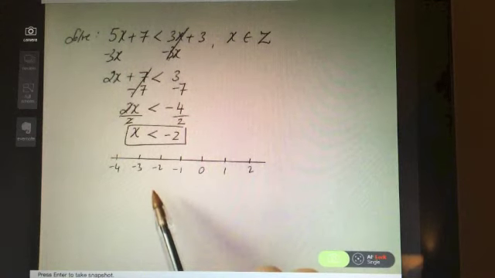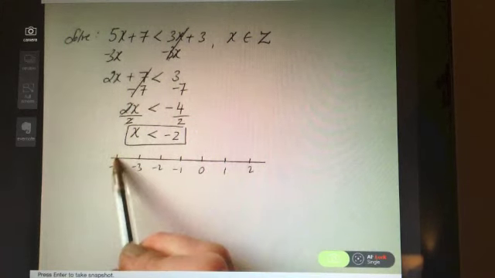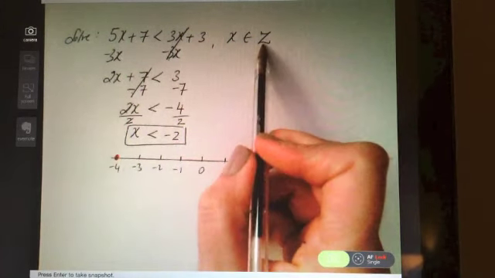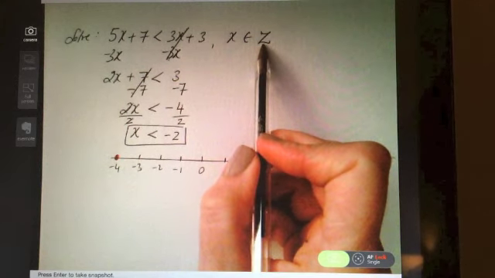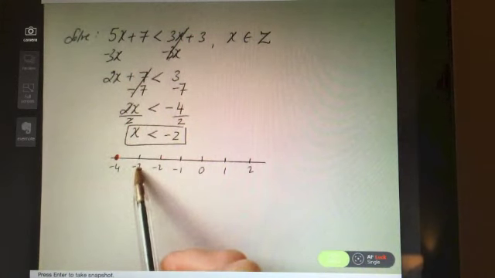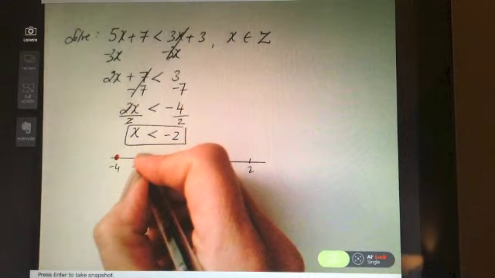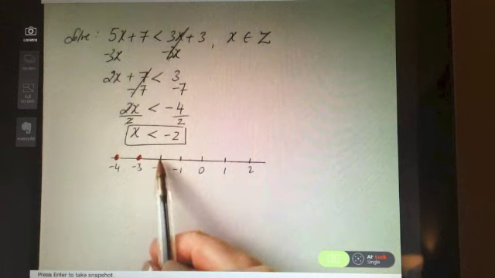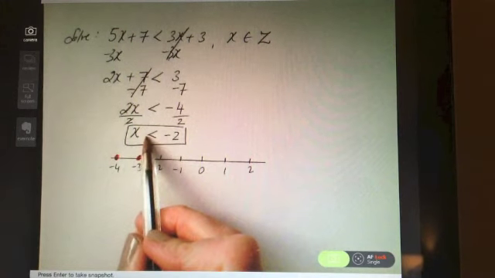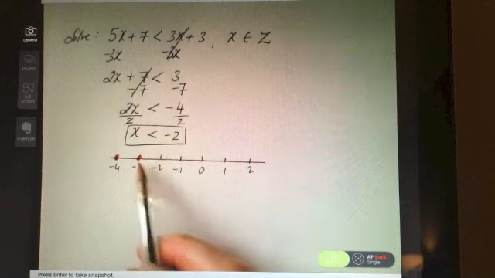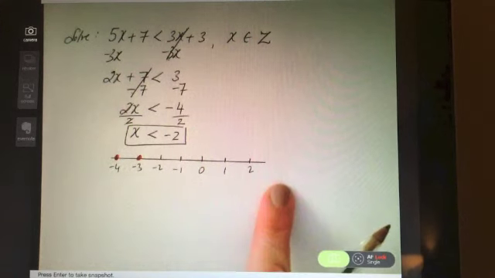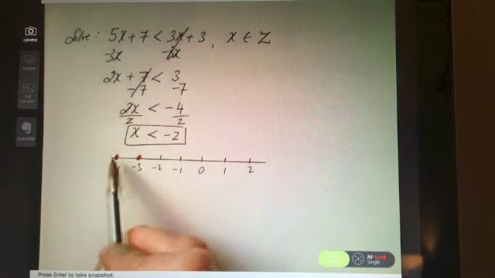Well, smaller than minus 2 is minus 4, and I can include minus 4 because the integers include the positive and negative numbers. Minus 3 is less than minus 2, so I can include that. But I cannot include minus 2 because there is no or equal to sign. So that is where I have to stop. The only numbers that are integers that are less than minus 2 on this particular number line are minus 3 and minus 4.